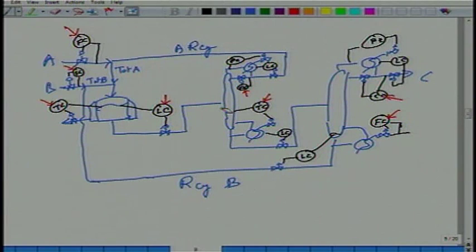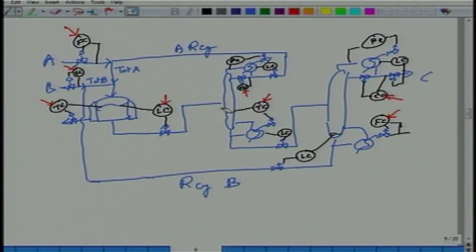What is column number 1 doing? Function. Separating A and BC. If I am putting in more A, where will the extra A go? It will go to the top. Right? So what will happen to the level at the top? It will start building up. Level controller will then start opening the valve of the recycle A stream, and the recycle A flow will increase.